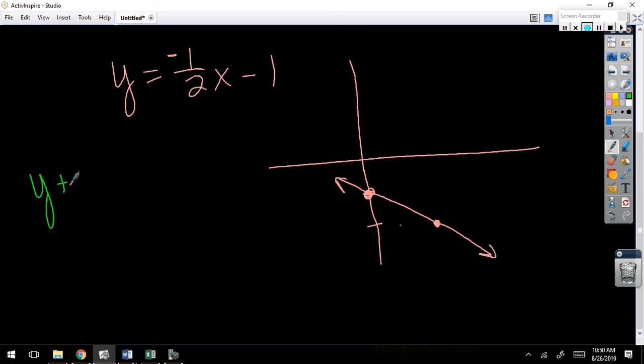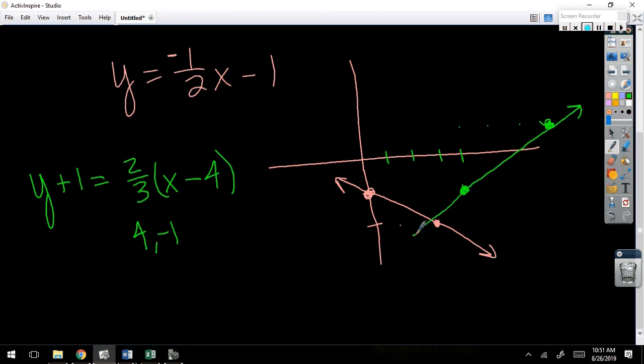Let's say it was y plus 1 equals 2/3 x minus 4. Give me a point on that line. 4, negative 1. 1, 2, 3, 4, negative 1. And what's the slope? 2/3. So it's up 2 and over 3.